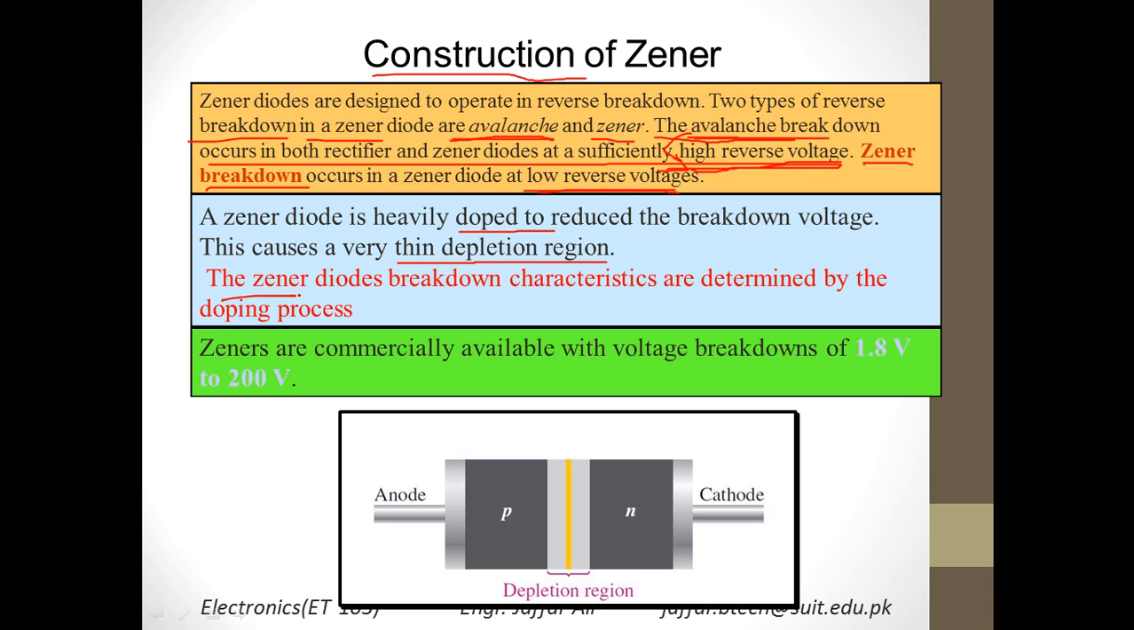The Zener diode breakdown characteristics are defined and determined by the doping process. We have discussed that due to the difference in the level of doping, it changes the characteristics of the Zener diode breakdown voltages.